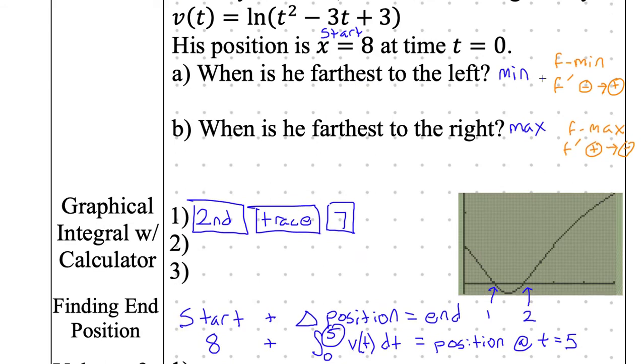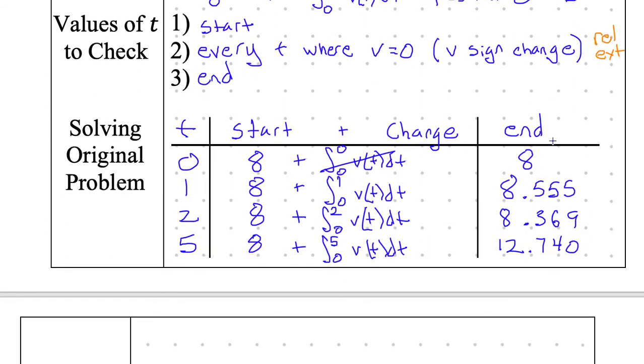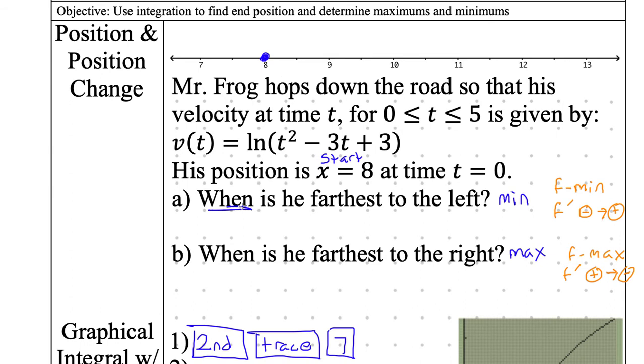Where am I farthest to the left? What is my minimum value? My minimum value is 8. And when is that happening? That happens at t equals 0. So I can say at t equals 0 position is 8.